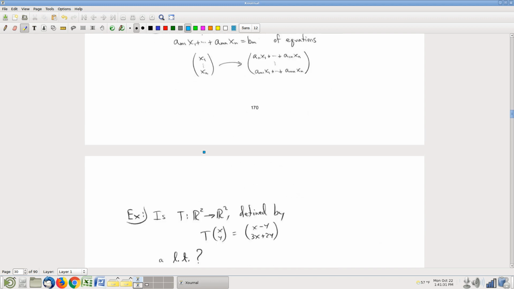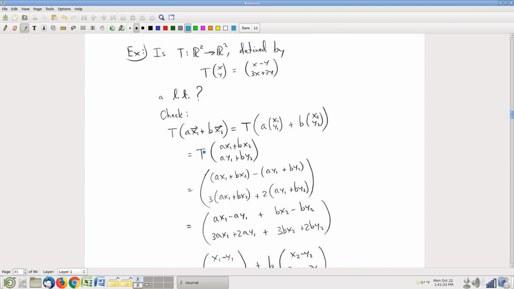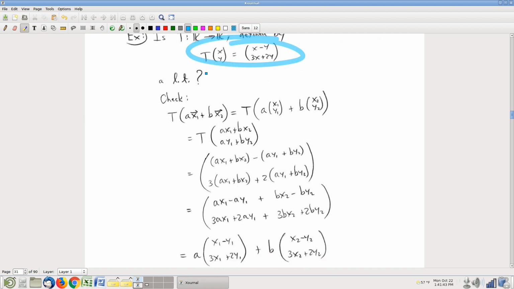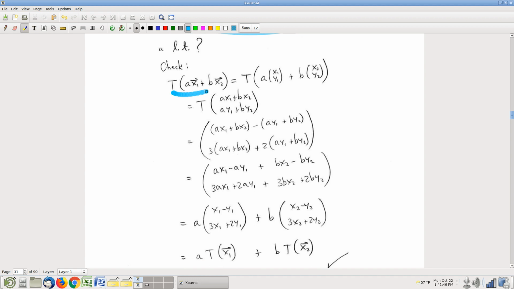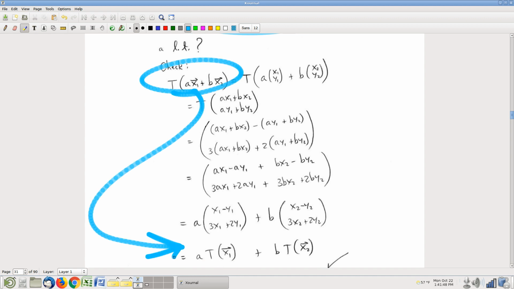Okay. And then last thing we did is we brute force directly confirmed a linear transformation. So this function right there from R2 to R2, we confirmed that you put a linear combination in, you get the expected linear combination out, and it was just straight up calculation.